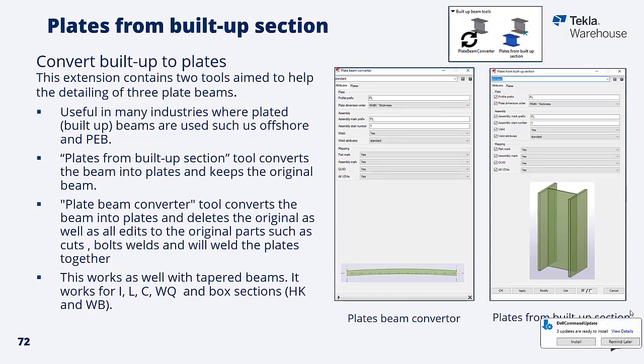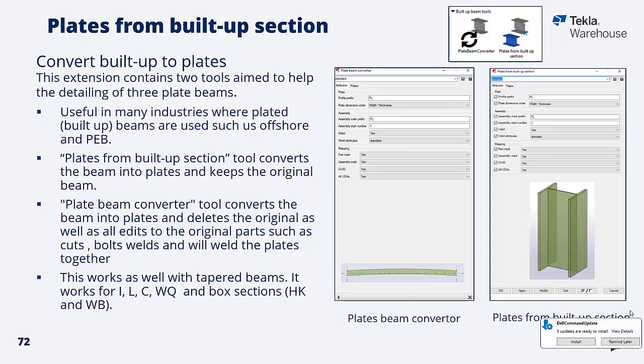The first tool is Plates from Built-Up Section, which converts a selected beam from the assembly and creates a copy of that, but as a built-up section. So the original UB remains there, but you've got a copy of that as a plated section built from 3 plates. The second tool, the Plate Beam Converter, converts the assembly fully into a built-up section. It welds those plates together and it keeps all the original editing that you've done on the original beam. So any plates, any welds, any fittings, it just completely converts it into a built-up beam seamlessly.